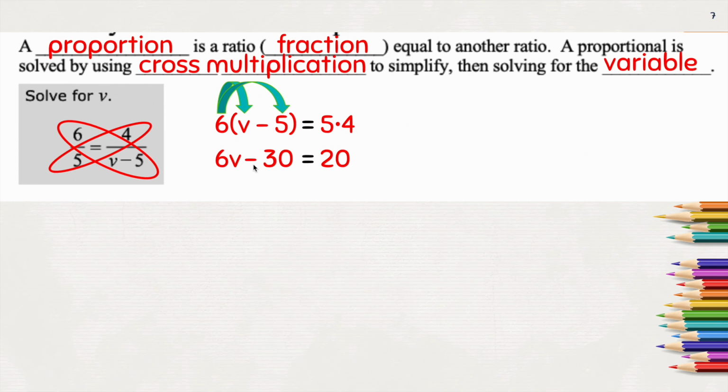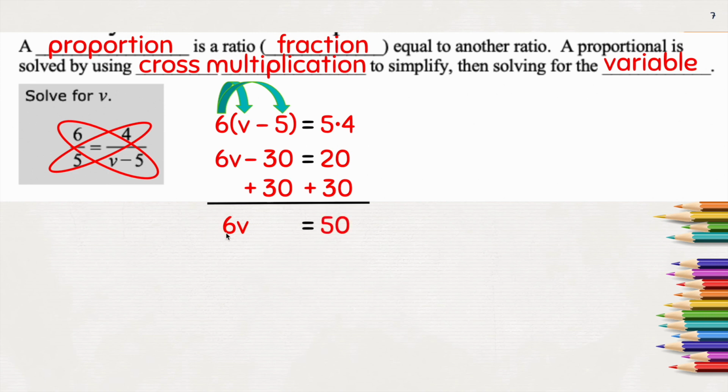Now I have to move on to solving, which means I'm going to get v by itself. I want to move everything away from v, so I start with addition and subtraction. This negative 30 really means minus 30, so I'm going to add 30 to both sides because I want to get it away from the v, or whatever variable this is. So 6v drops down. 30 minus 30, any number minus itself, is 0. And then 20 plus 30 is 50.